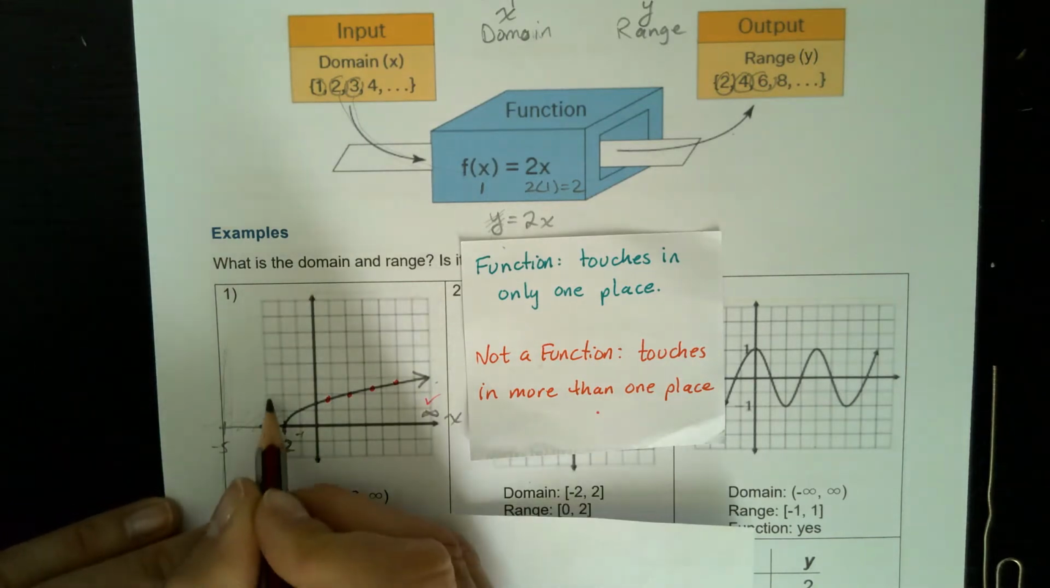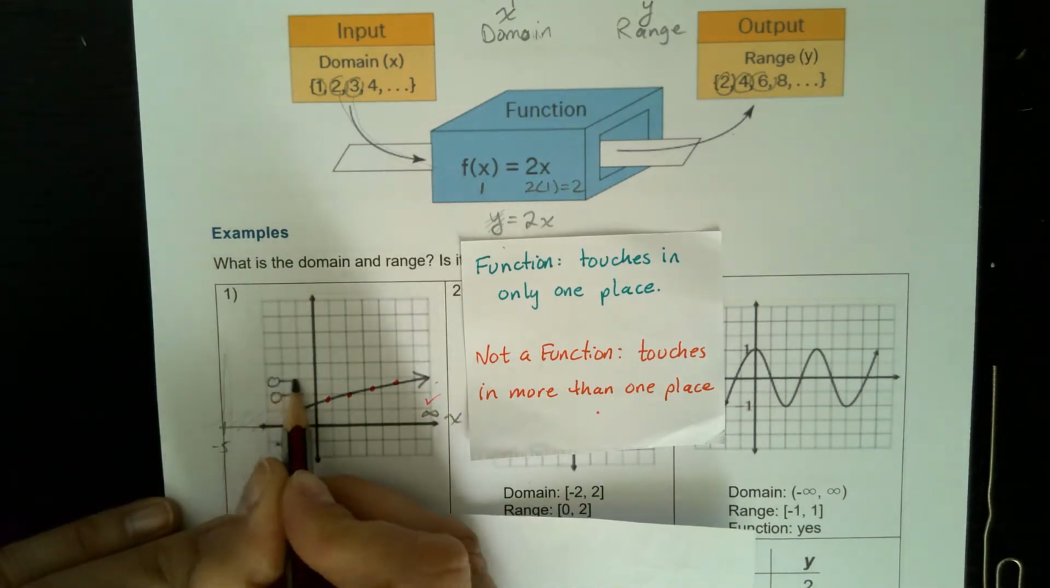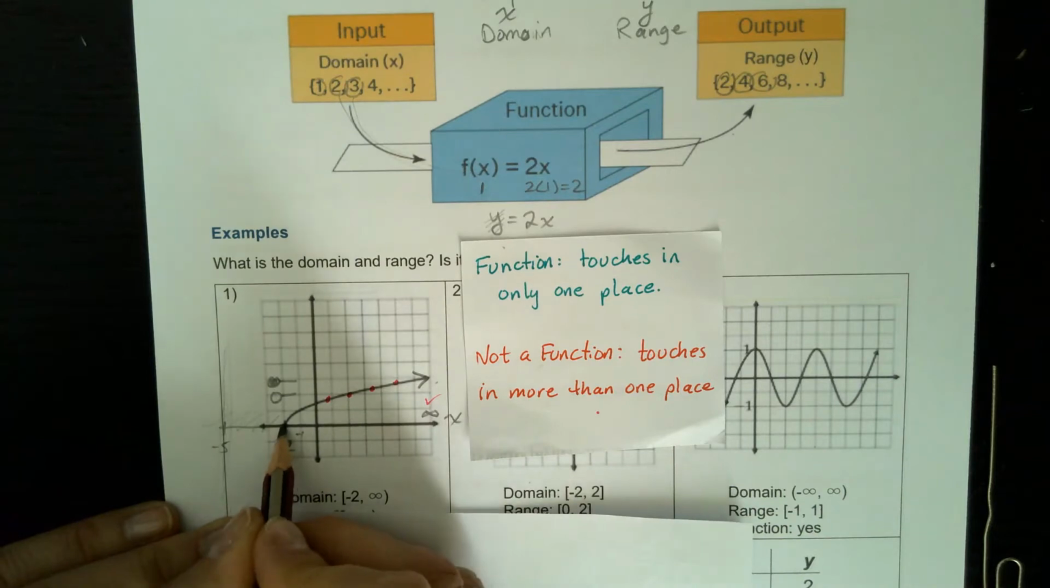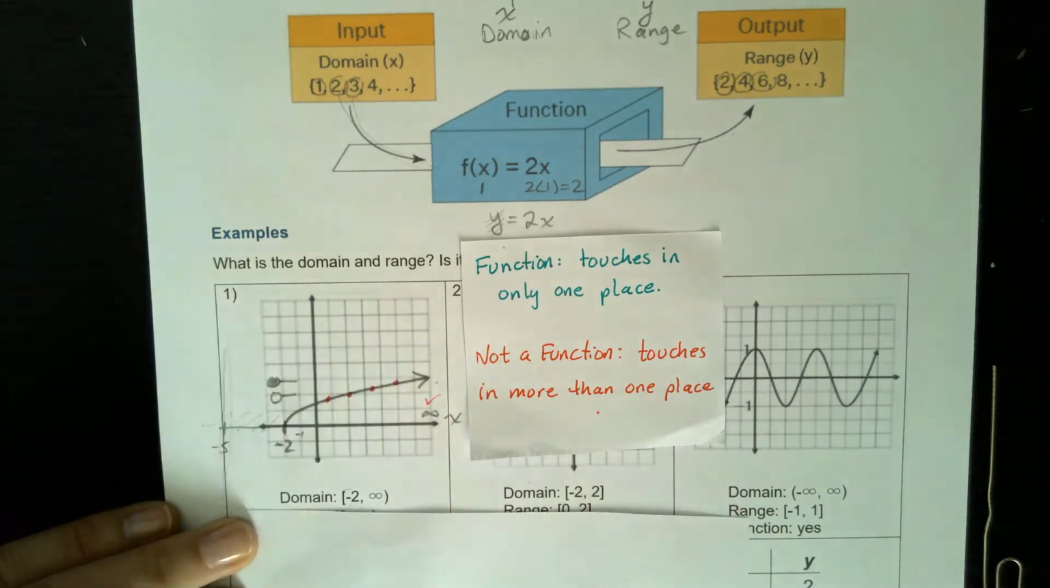Now there isn't any open circle or closed circle. Okay, so if there's no open circle or closed circle, then we just assume it can be equal to, and we put a square bracket.